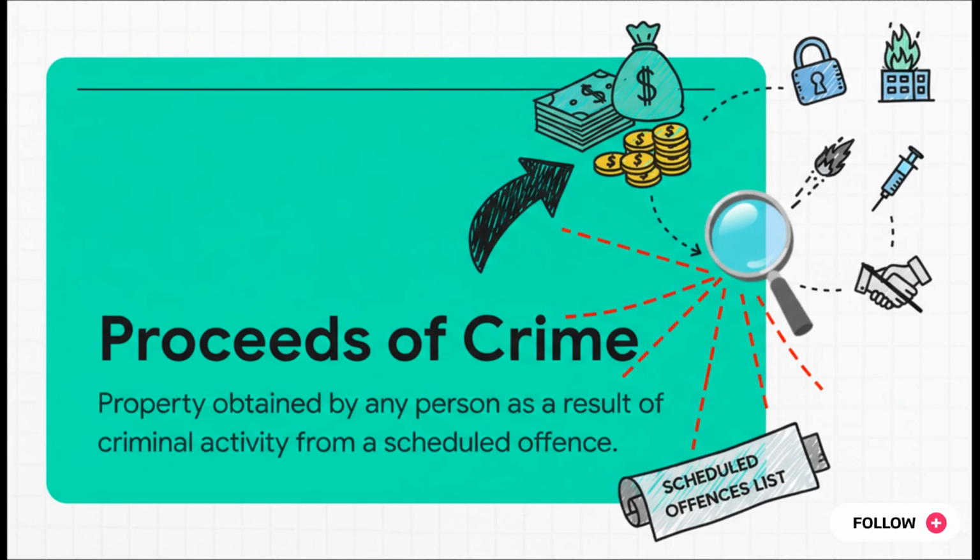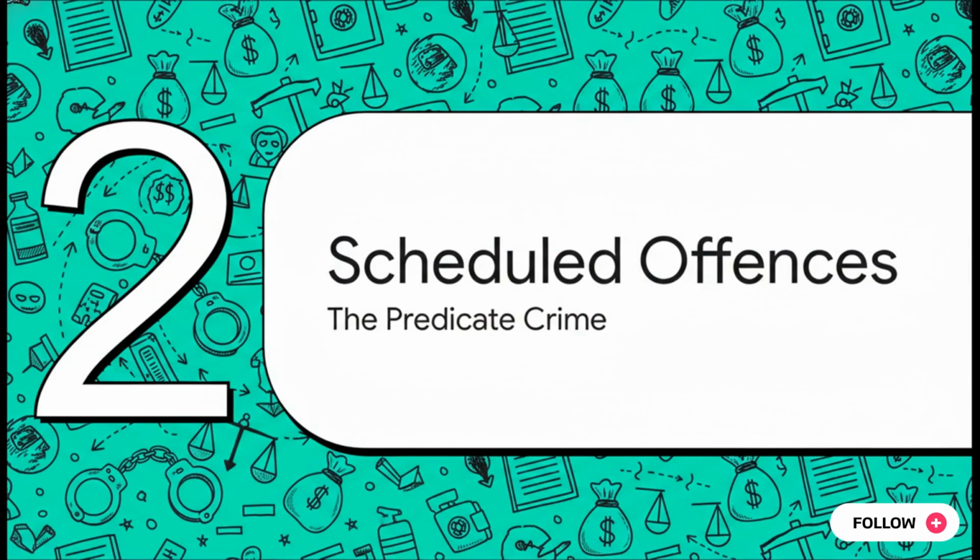But hang on, don't just skim it. Look at that last part. You see it? Relating to a scheduled offense. That little phrase is everything. It tells us that the money isn't just from any old crime, no. It has to come from a very specific, predefined list of crimes. Which brings us right to the heart of the matter. What are these scheduled offenses?